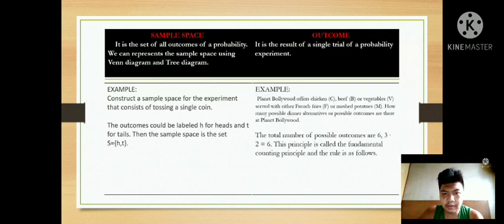Second is outcome. It is the result of a single trial of a probability experiment. Example, the Planet Bollywood offers chicken, beef, or vegetable, served with either French fries or mashed potato. How many possible dinner alternatives or possible outcomes are there in the Planet Bollywood? The total number of possible outcomes is 3 times 2, which is 6. This principle is called the fundamental counting principle, and the rule is as follows.